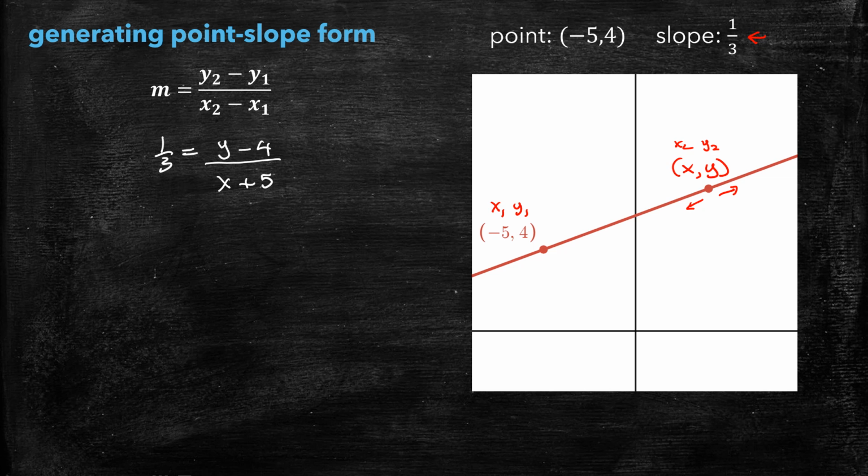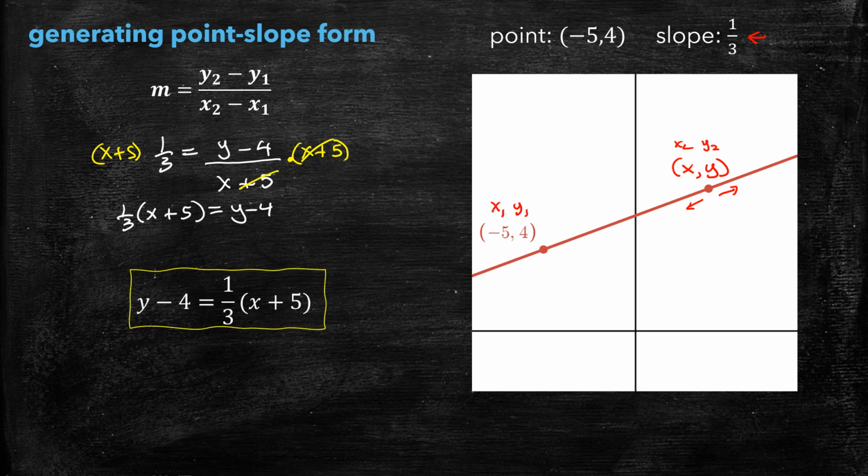And then what we're going to do is multiply both sides by x plus 5. And why would we do that? If we multiply both sides by x plus 5, we notice that these cancel out, and we are left with, well, let me put the 1/3 in front, 1/3 times (x plus 5) equals y minus 4. And that actually is point-slope form. You do not have to do anything else except maybe rearrange it like this and write it as y minus 4 equals 1/3 times (x plus 5).